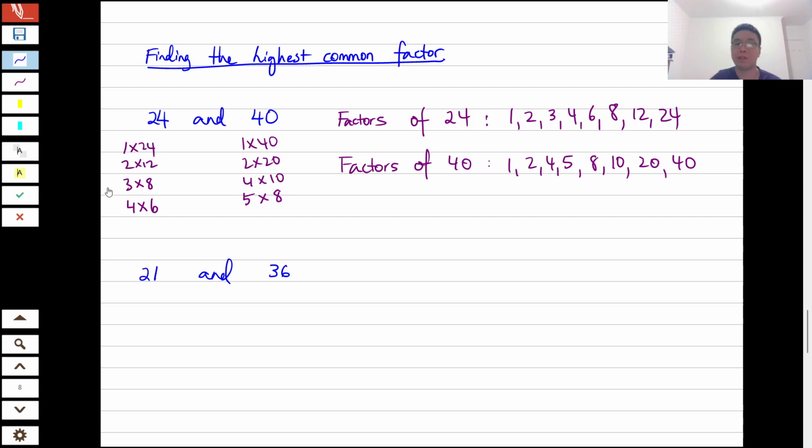Now, for the highest common factor, I'm looking for the number which is the largest that appears in both lists of factors. And the largest such number here is the number 8. There is no number larger than 8 which appears in both lists. And therefore, the highest common factor is going to be 8.